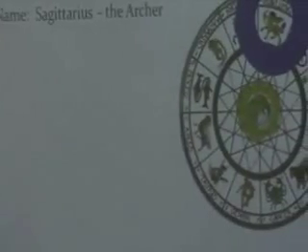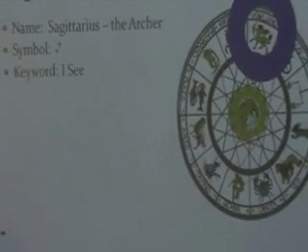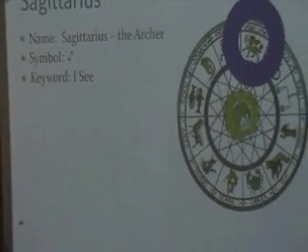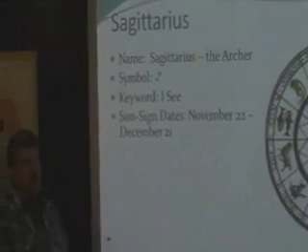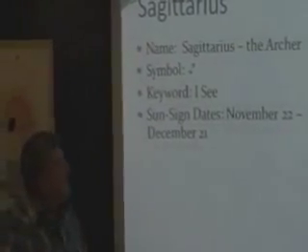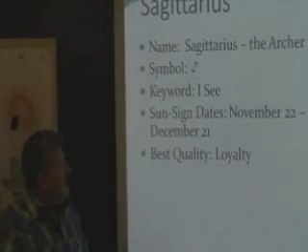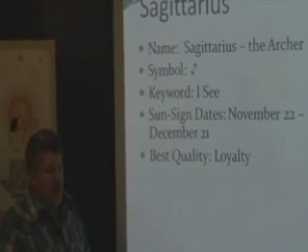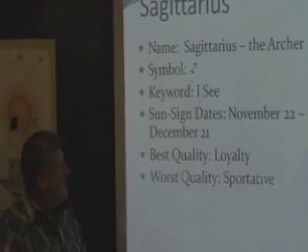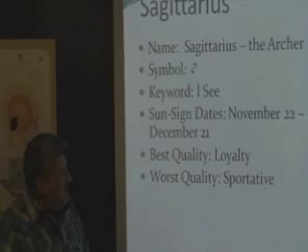All right. The archer. The symbol, well, it's an arrow. Very good for an archer. Sagittarius literally is Latin for archer. Sagitta is an arrow. November 22nd to December 21st, their best quality is loyalty. Worst quality is sportative.